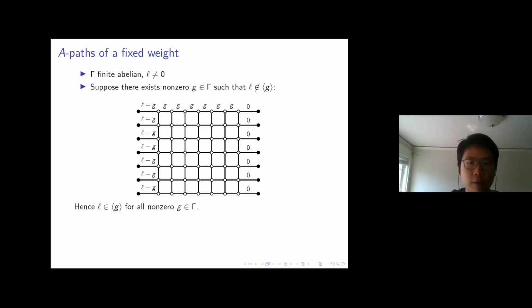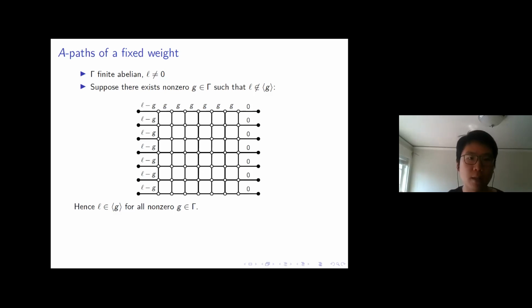Because if it goes across without using the top row, then your weight will be L minus G, which is not L. If it starts and ends on the right side, then your weight will be some element generated by G, which does not contain L. And if you start and end on the left side, your weight will be 2L plus a multiple of G, but that's not equal to L because L is not generated by G. The only way for 2L plus a multiple of G to equal L is for L to be generated by G. So as soon as there is some non-zero element G such that L is not in the group generated by G, we get a counterexample.